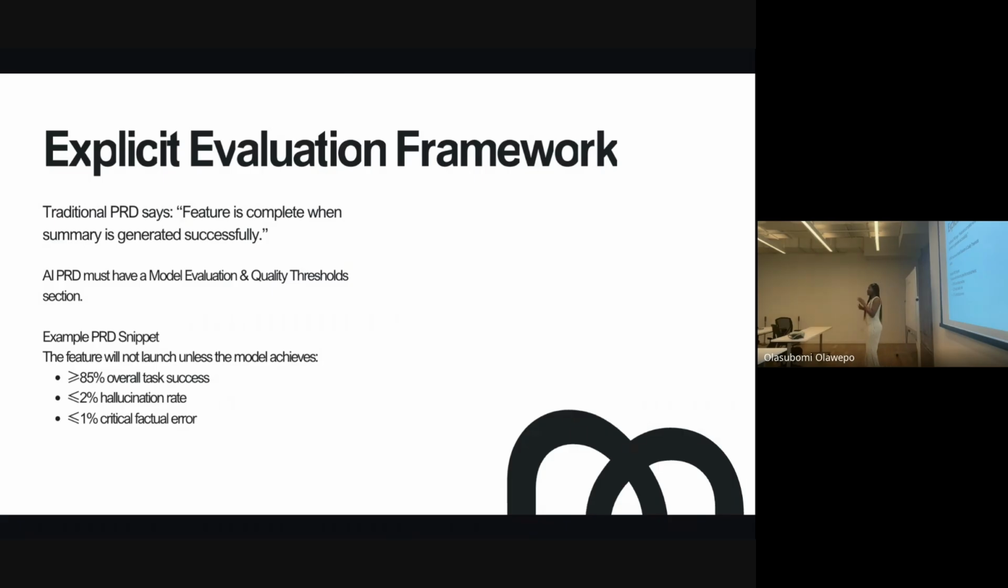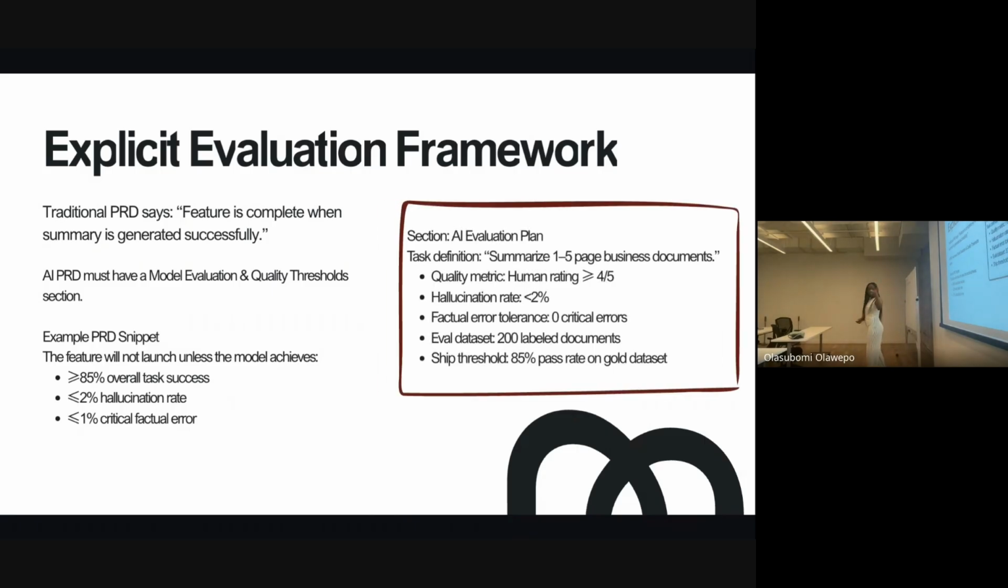Next, we need less than 2% hallucination rate. These are random numbers. Don't just impose them on your company or your product. Just make sure you're thinking through it based on what the data is showing you. Depending on what you're building, if you're working in healthcare, you're going to have a really, really low threshold compared to if you're just using a fun product and you're like, oh, it's just me and my friends. We're good. And then less than 1% critical factual error. This just ties back into the hallucination rate. So this is an example, but this is more of what the section could look like.